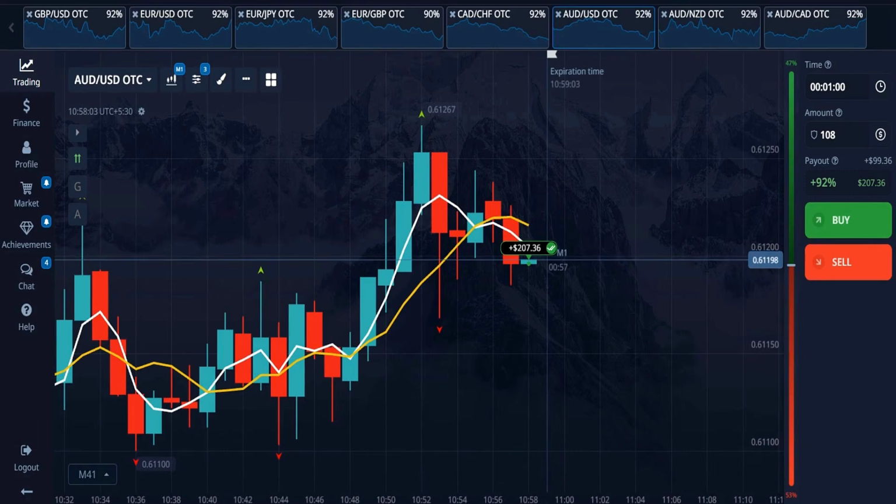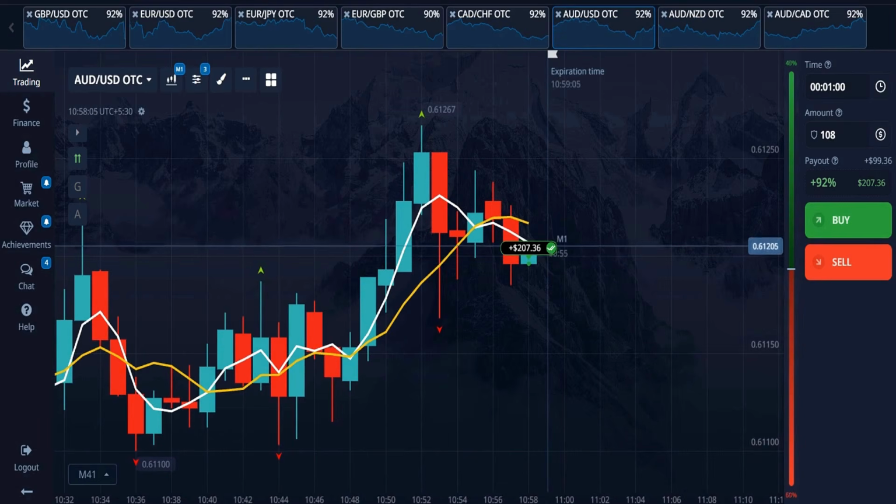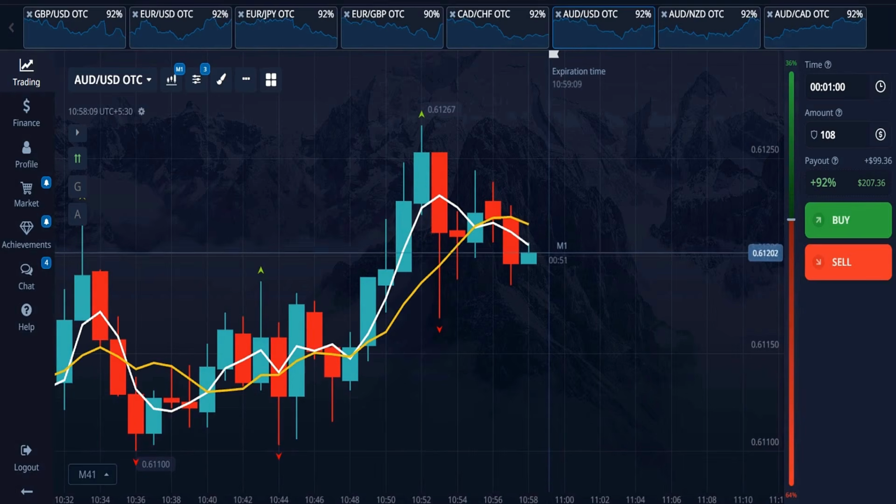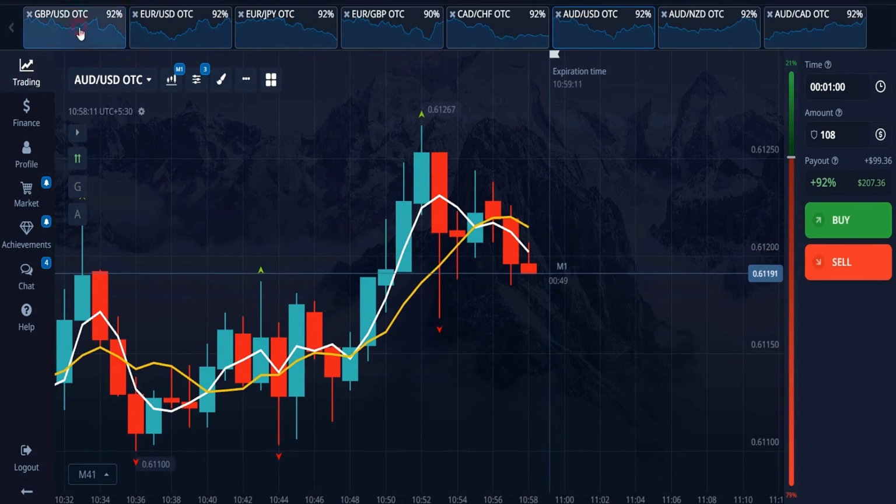And there it is. The trade closed in profit. This is a great example of how patience and following a clear strategy can work in your favor. Now let's look for our next setup.